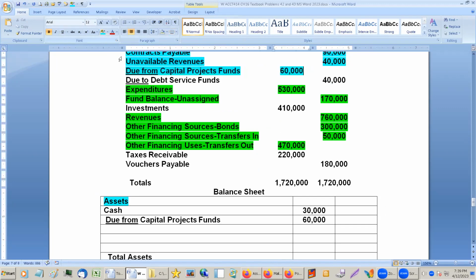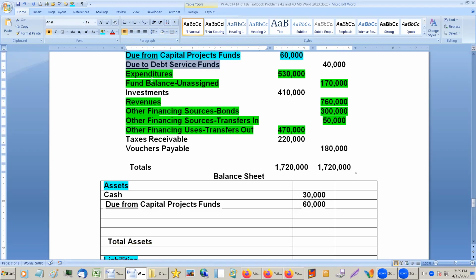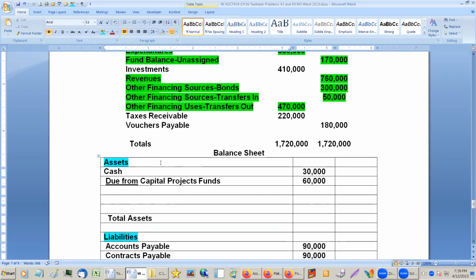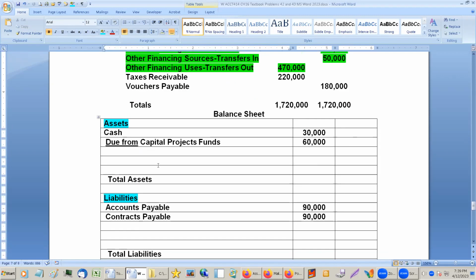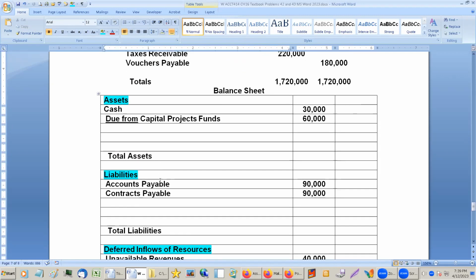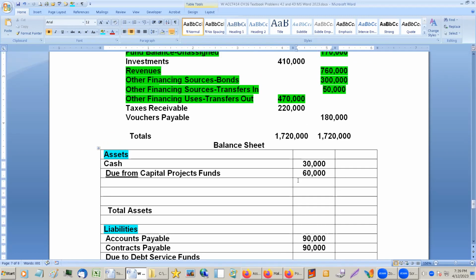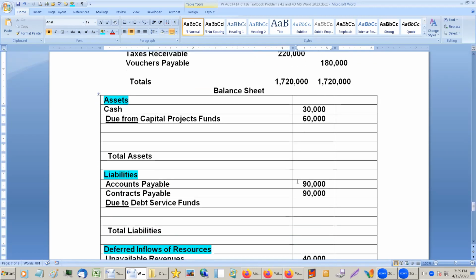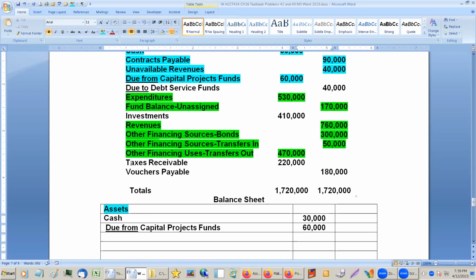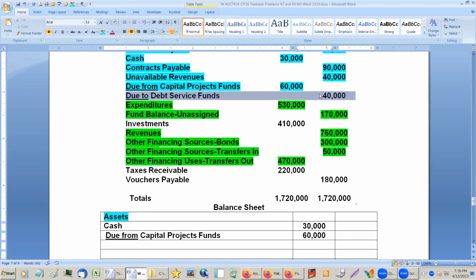Okay, so the due to would be what? So due to means that we owe somebody else. Liability. Just that quick, I forgot, 40,000. Okay.